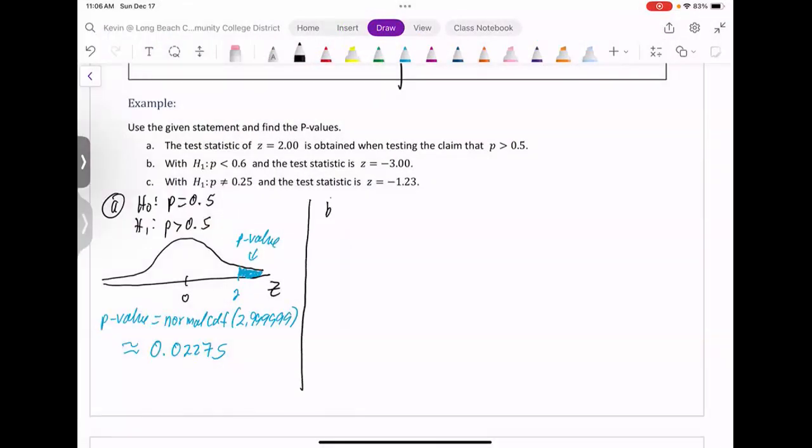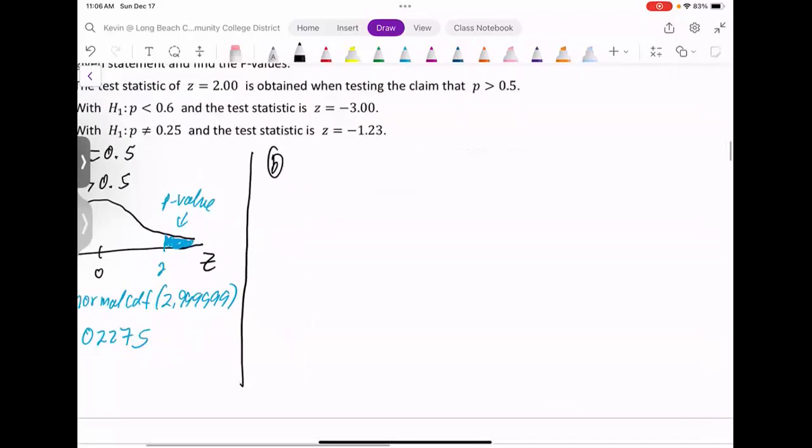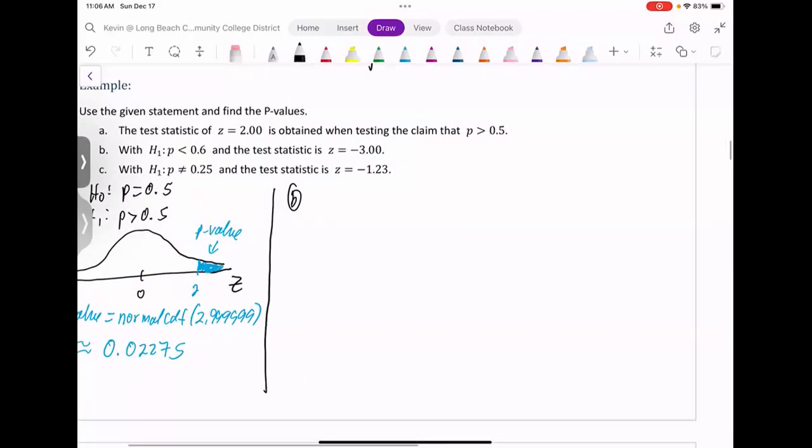Let's do part B. Part B says, so our null hypothesis is going to be that p equals 0.6, which means our null hypothesis is always equals. Our alternative is p is going to be less than 0.6. And because it's less than, that means it's going to be a left tail test.